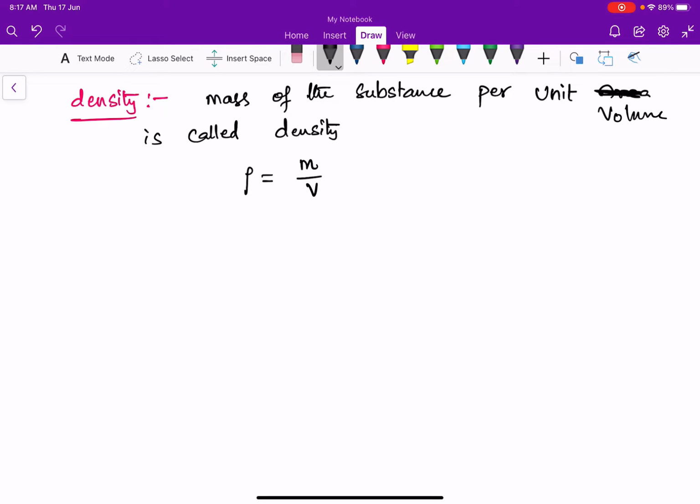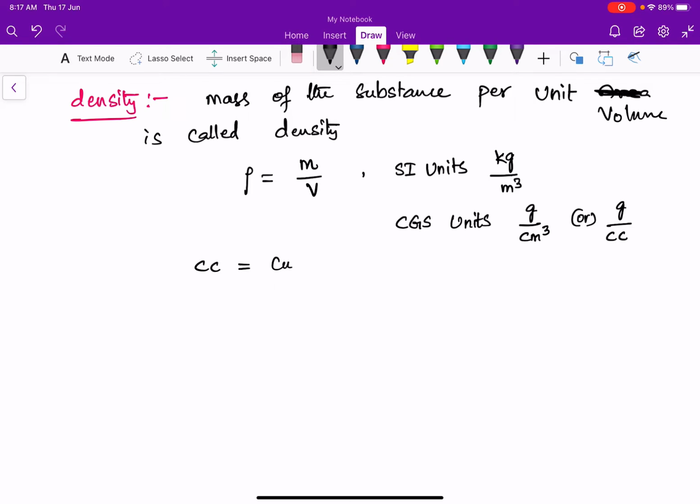The SI units for density are kg per meter cube. And the CGS units are gram per centimeter cube. Gram per centimeter cube can also be written as gram per cc. CC is nothing but cubic centimeters.